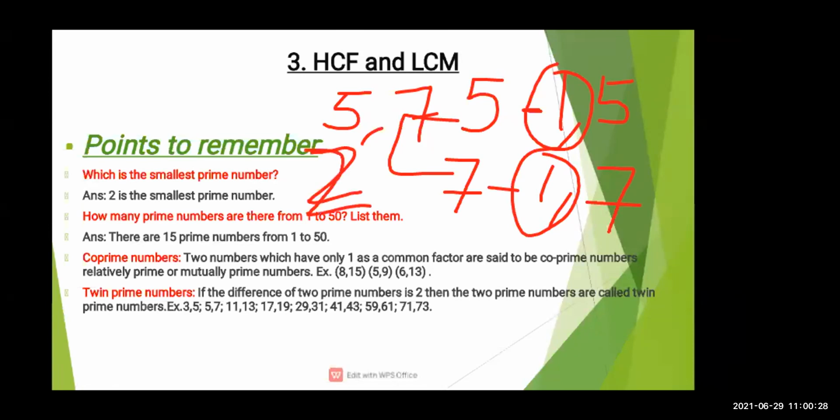So is it prime number, twin prime number or not? Is it twin prime number? Difference is 2. Common is 1. Very good, Akila. Is it twin prime number? This is twin prime number.